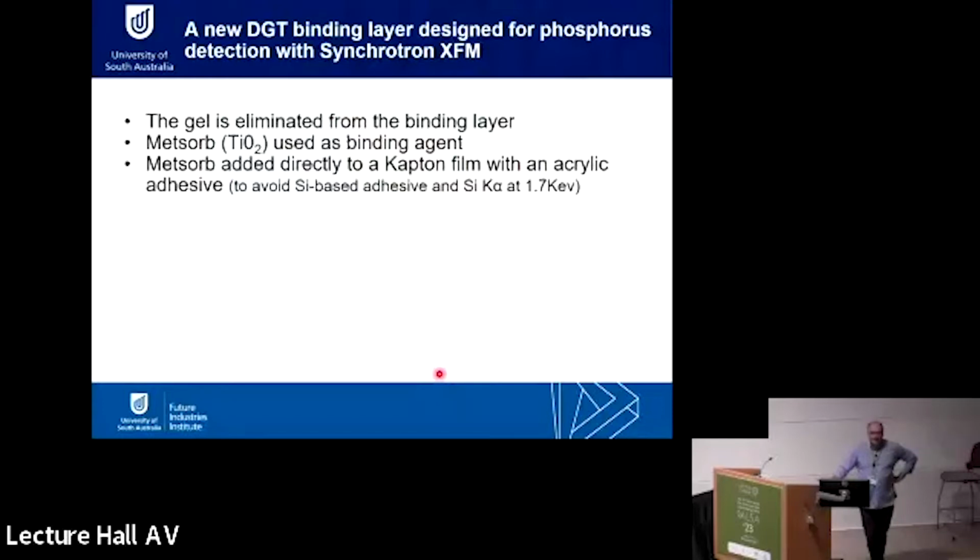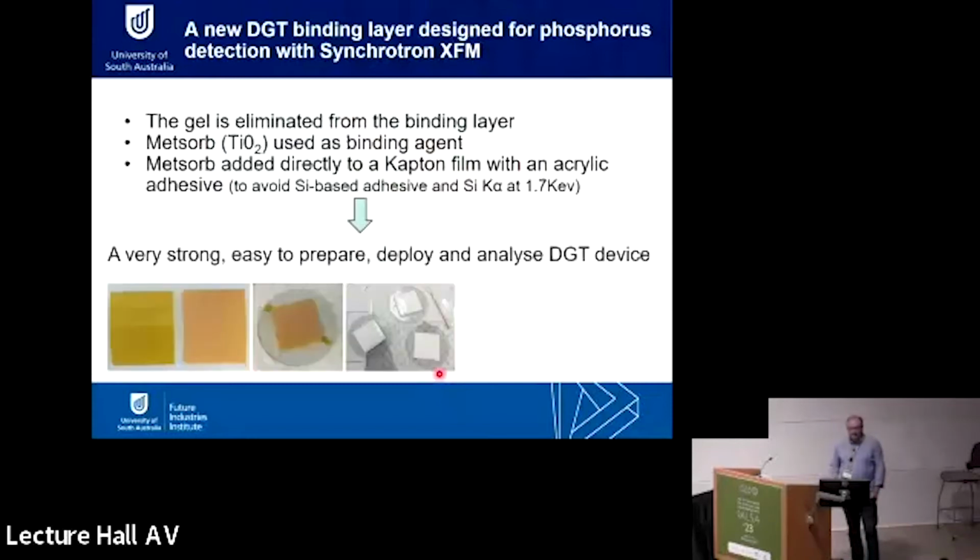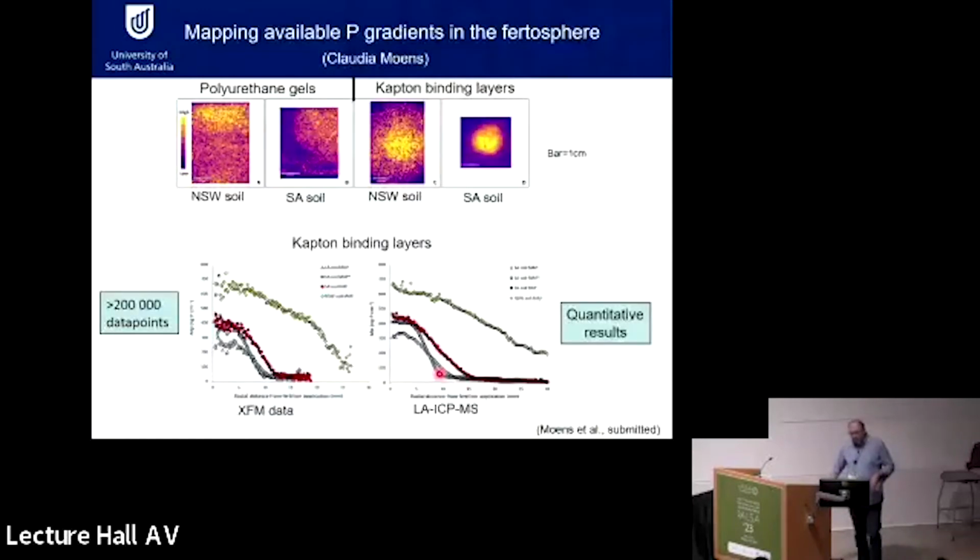And of course, your best friend at the synchrotron is Kapton. So instead of using a gel, we use Kapton with an acrylic adhesive. You cannot use silicone, because then you have the silicon K alpha that is creating havoc on your phosphorus signal. But you can use this acrylic adhesive and make your binding layer very, very simple. It's just a film of Kapton with your adhesive. You put titanium dioxide as the sorbing agent, and you can now have these DGTs at any size. We can do them up to 20 centimeters in size, and they work very well.